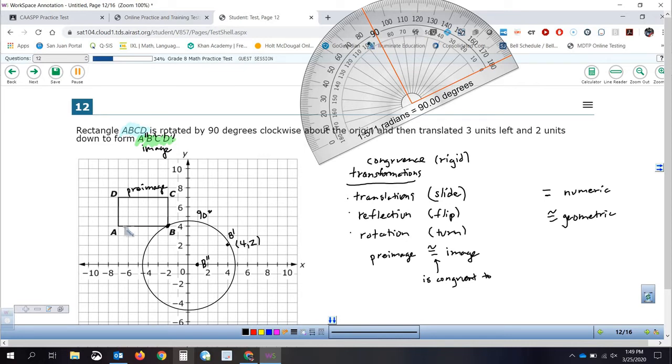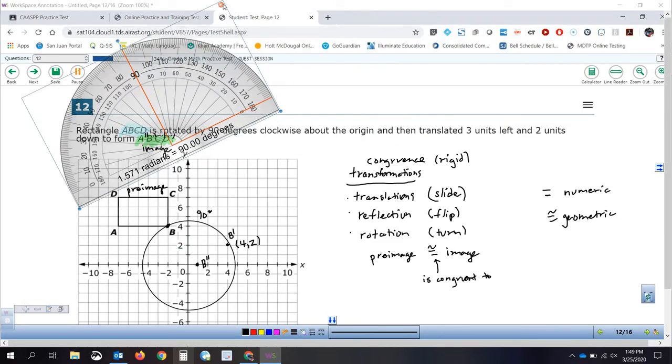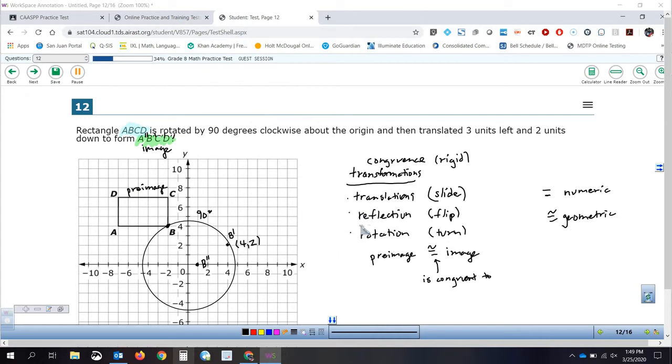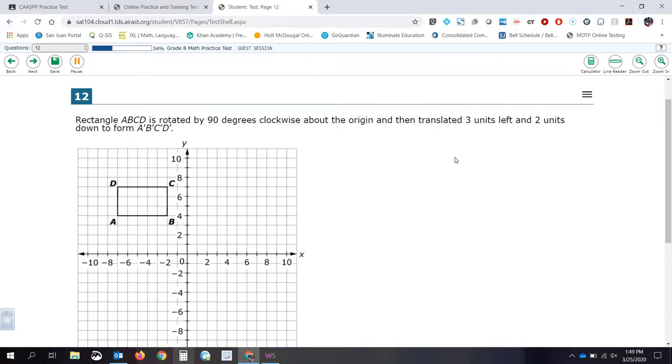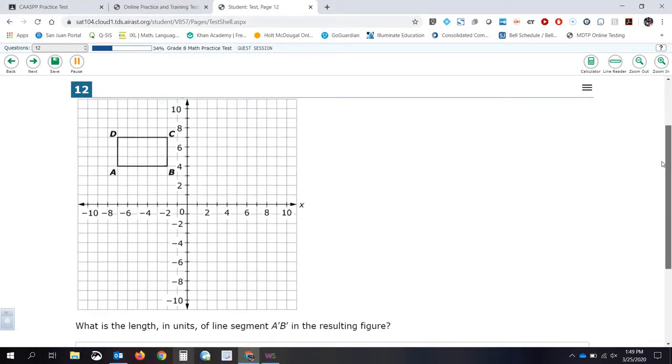Then I could do the same thing with A. What I would see is that the distance from A to B, the distance from A prime to B prime, and the distance from A double prime to B double prime are all the same. The reason they are all the same is because these objects are congruent. So there's really not a lot of work we have to do.